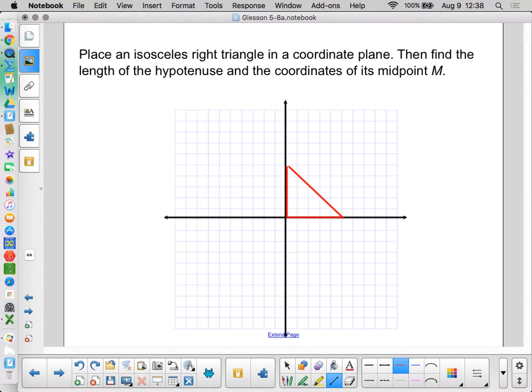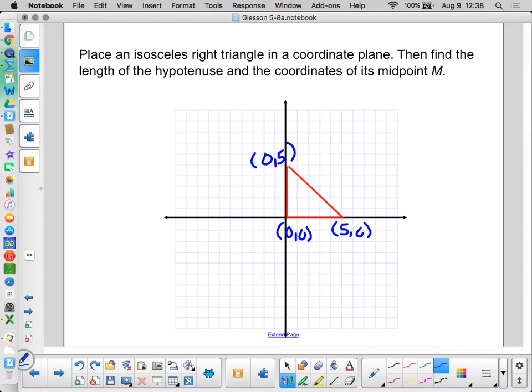Now, I don't want to necessarily, I guess I could assign coordinates. It doesn't say exactly where it should be. So let's go ahead and call this 5, 0. This is 0, 0. This is 0, 5. It said find the coordinate of the midpoint of this. Oh gosh, that's in the middle of nowhere.